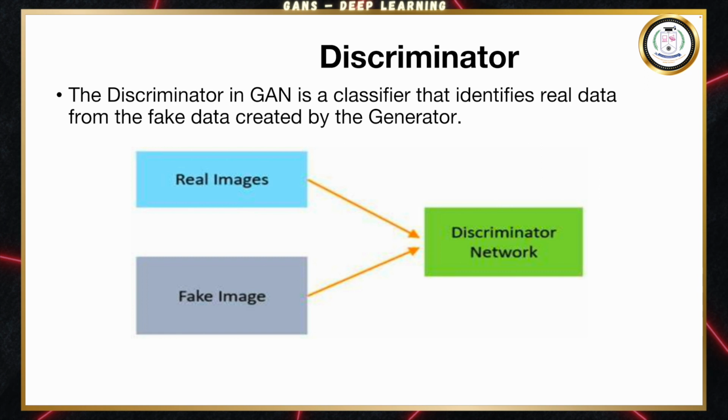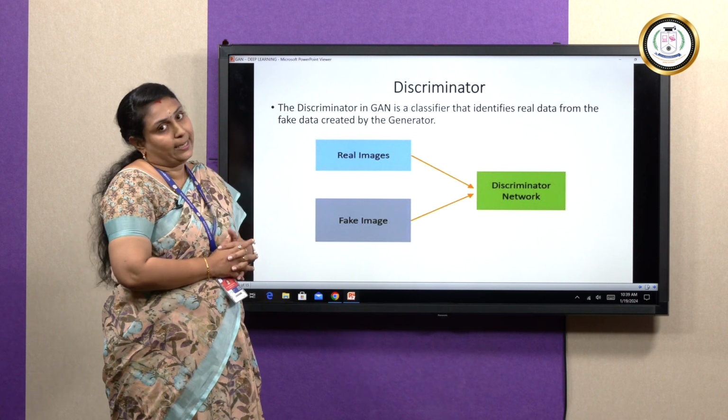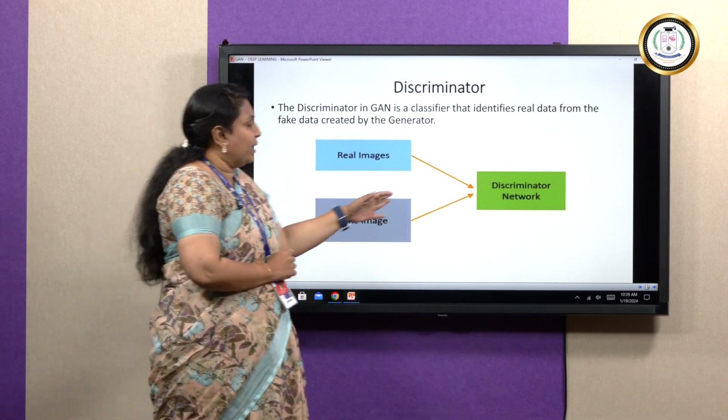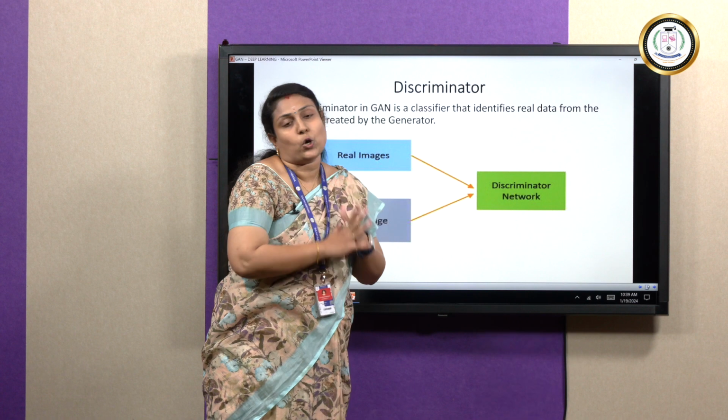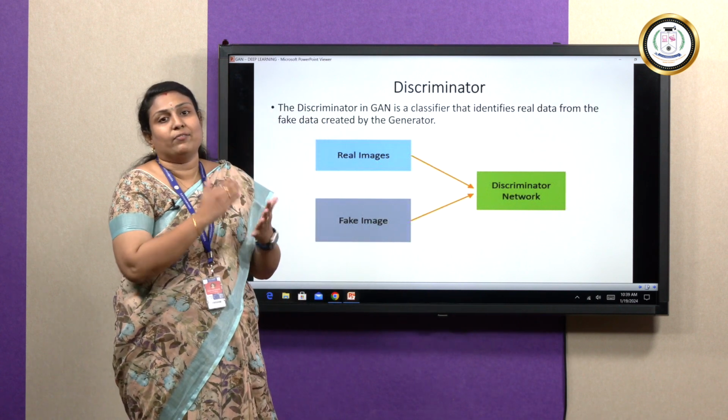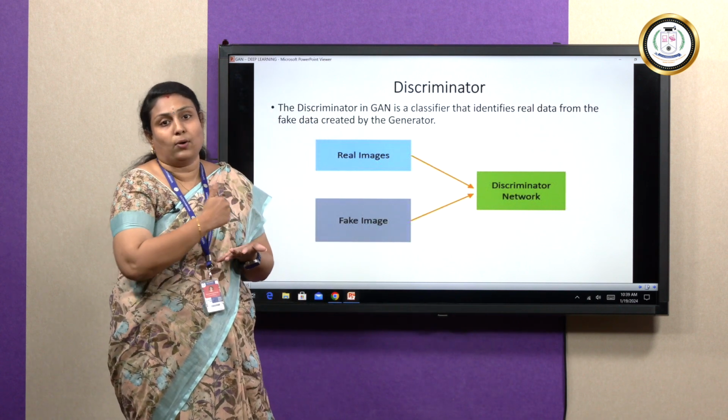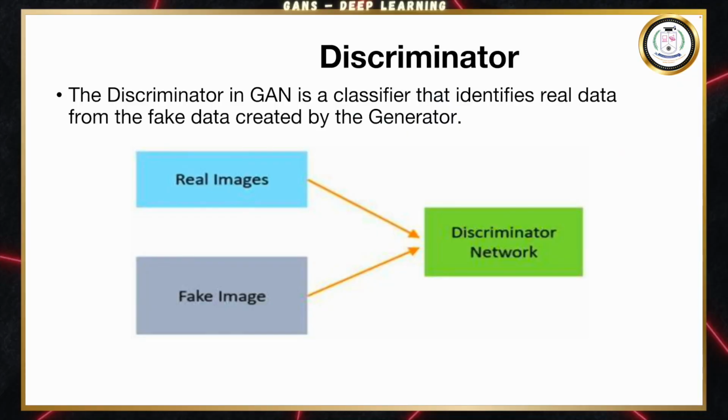Now, the discriminator. The discriminator is a classifier that identifies the real data from the fake data created by the generator. Already I have discussed the job of the discriminator: to find whether the given data is real or fake. Here we use a classifier.